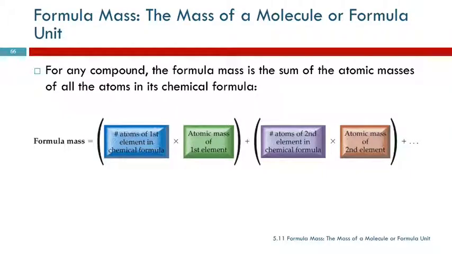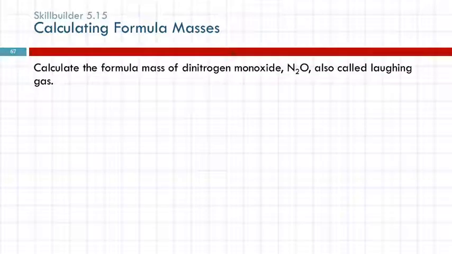So formula mass is the mass of a molecule or a formula unit. For any compound, the formula mass is the sum of the atomic masses of all the atoms in its chemical formula. So however many of the first element times its mass, plus however many of the second times its mass, etc. It's actually kind of a worthless slide.